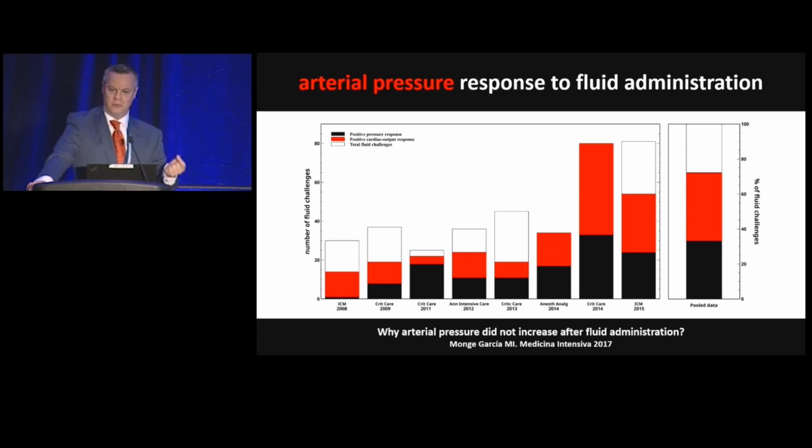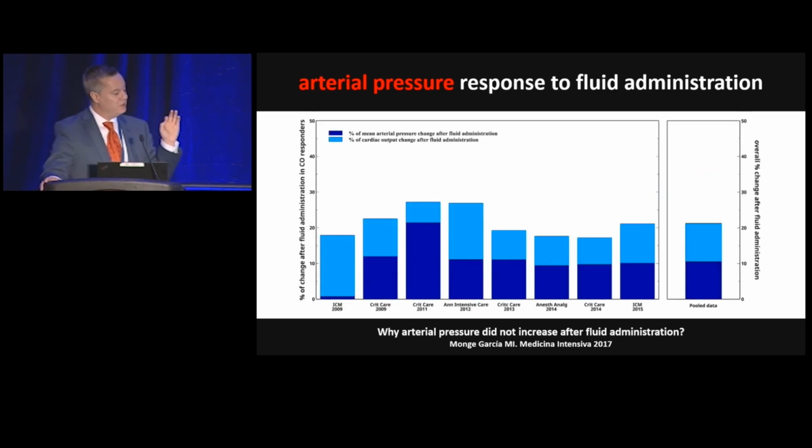So when we are giving fluids, even if the patient is able to increase the cardiac output, only 50% of those patients are going to increase the blood pressure. So if our target is to increase the blood pressure, you have to remember this graph, because if you want to increase the cardiac output and you know the patient is preload dependent, half of the patients are not going to increase the blood pressure.